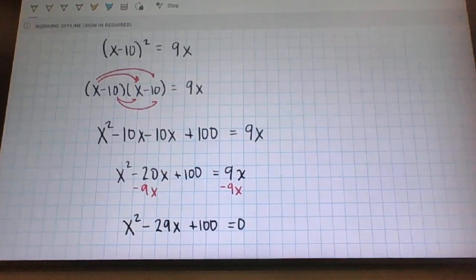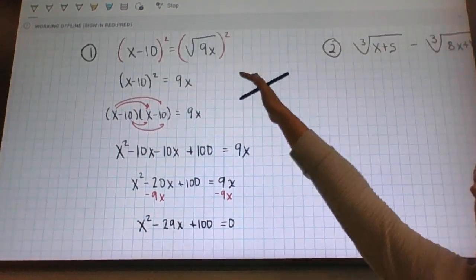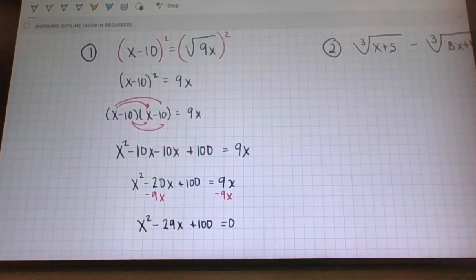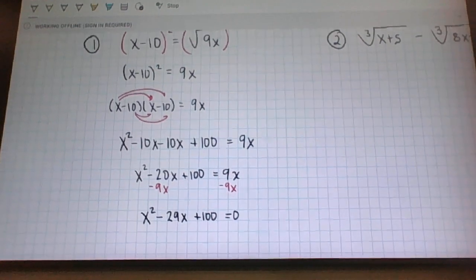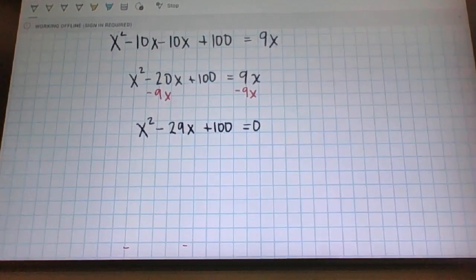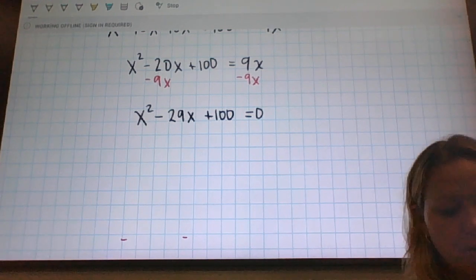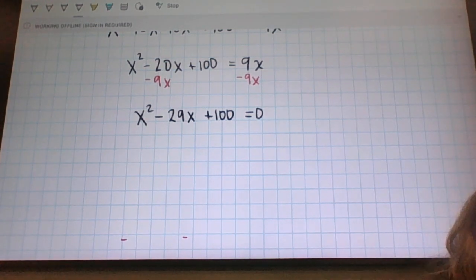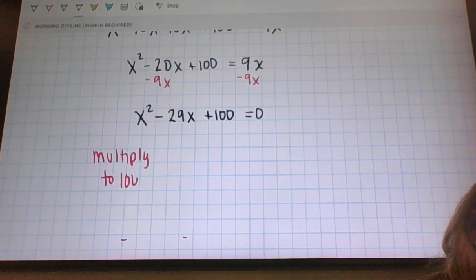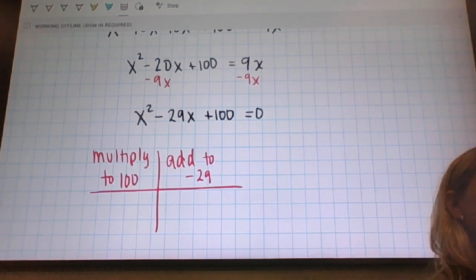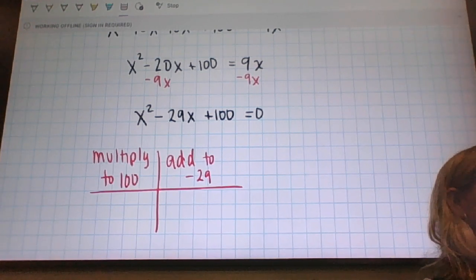All right, so what started as a square root problem has now evolved into a quadratic problem, an x squared problem. Interesting how that happens. So now we're relying completely on our semester 1 skills to factor this. What will multiply to 100 and add to negative 29? Without those skills, we can't even solve the square root equation.